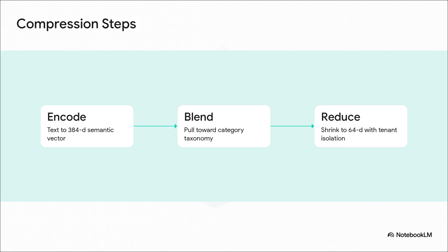Step 1, PrismLang locally encodes the raw text into a 384-dimensional semantic vector using ONNX runtime right on a standard CPU. Step 2, it applies a spherical blend, meaning it pulls that vector geometrically toward a specific category defined by your taxonomy, like pulling financial text toward a risk direction. And finally, step 3 is JL reduction, where it projects that 384-dimensional vector down to a super compact 64 dimensions.